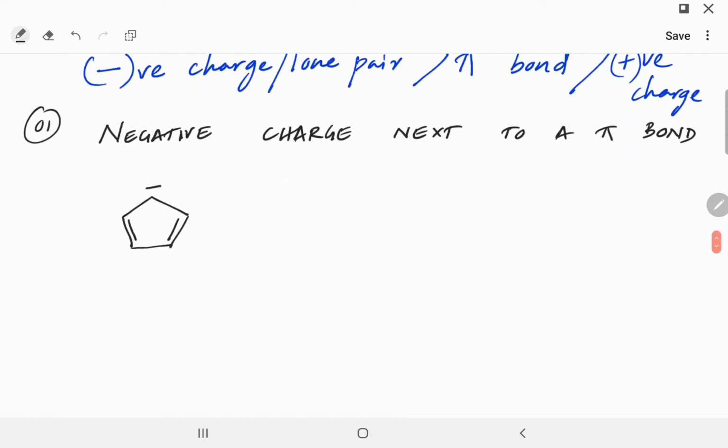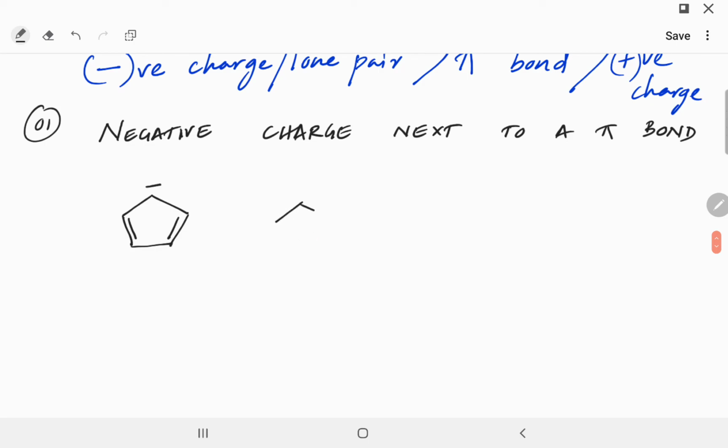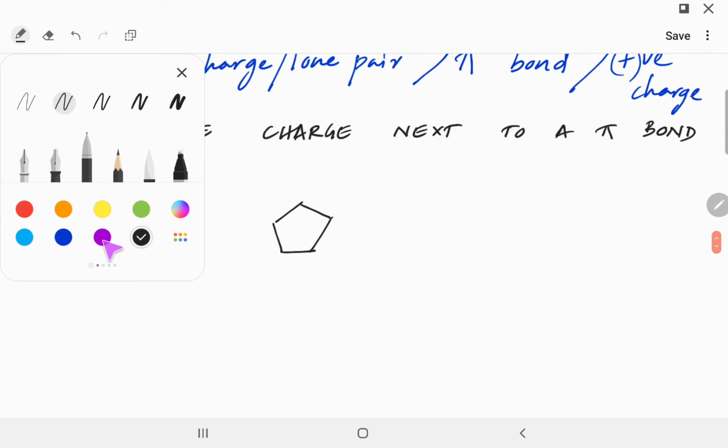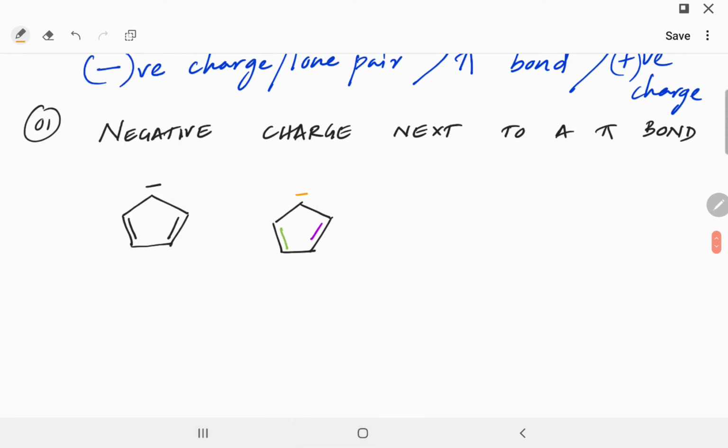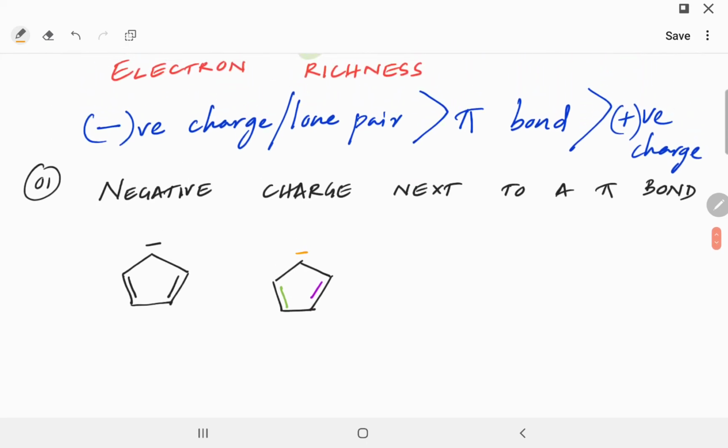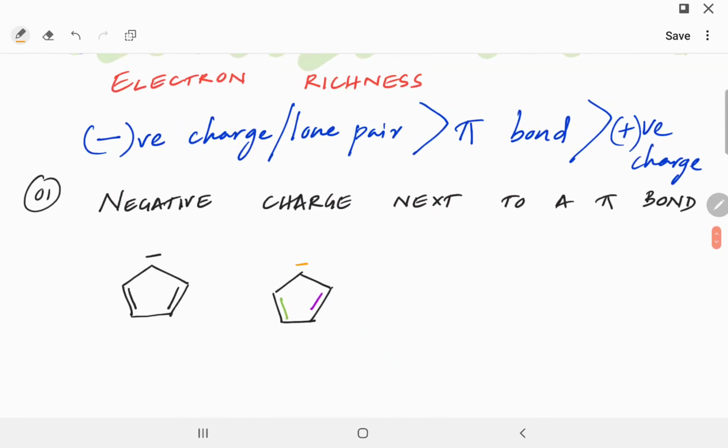So I'm going to redraw this molecule, but this time I'm going to color my pi bonds and the negative charges in different colors so that you can identify the difference. Here my negative charge is going to be orange in color, and my pi bonds are going to be magenta and green, so you can see how these electrons are going to change. We will start the movement of electrons from the richest area, which is the negative charge. So we will start from there.